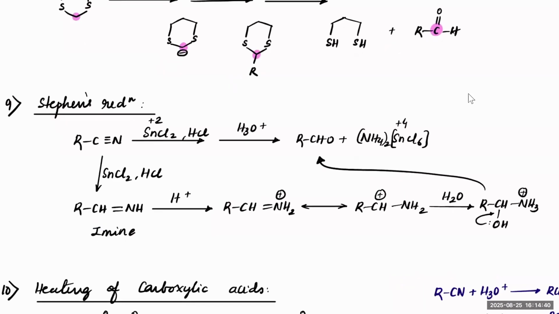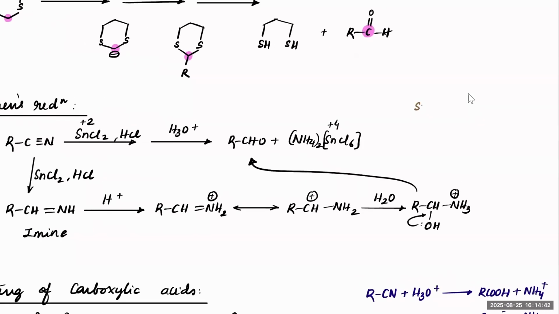See, basically SnCl2 with HCl, you can imagine it will start converting into SnCl4 plus two nascent hydrogens. This is what will happen. So these two nascent hydrogens are the ones which are getting added on to carbon and nitrogen. Next here.